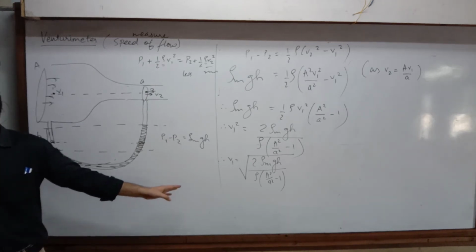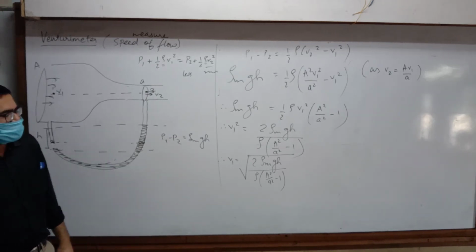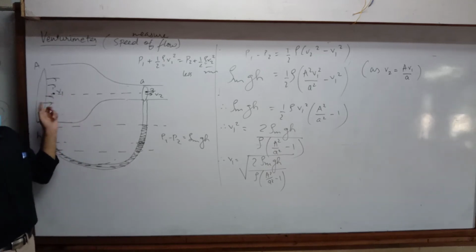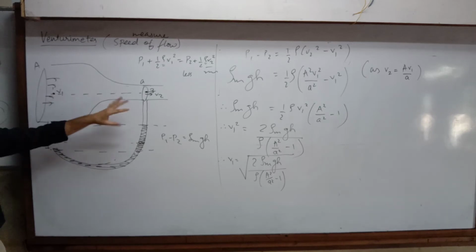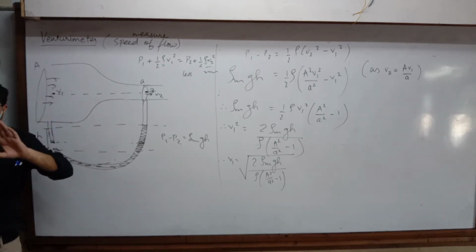Okay, this is the formula of speed of flow here. See, we always want to find V1. We never want to find out V2. There are reasons for that.